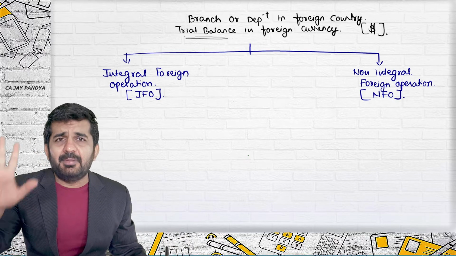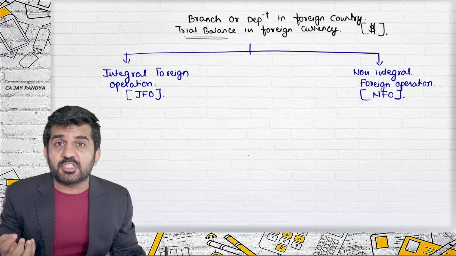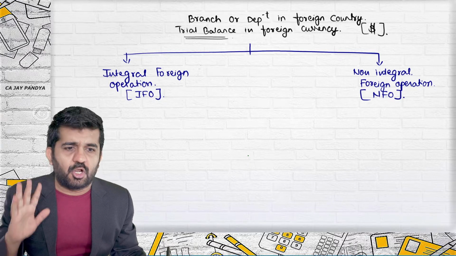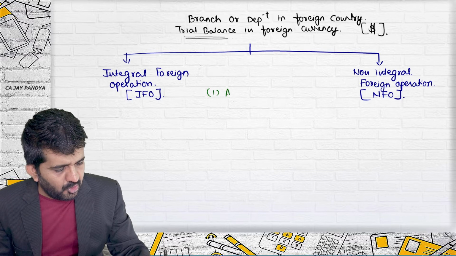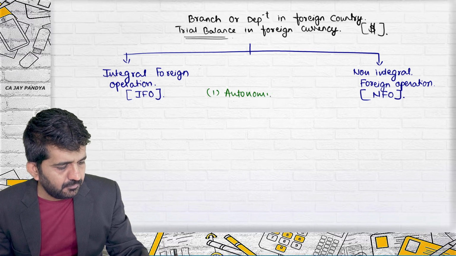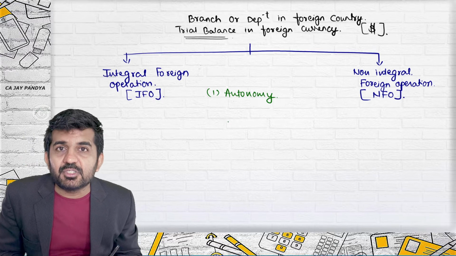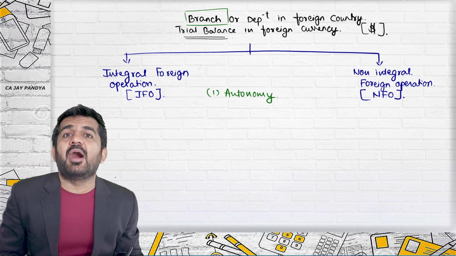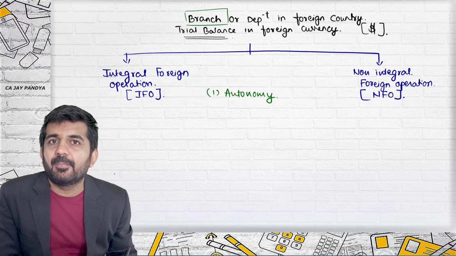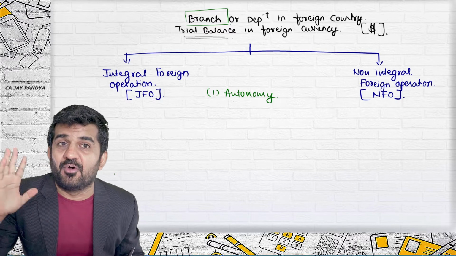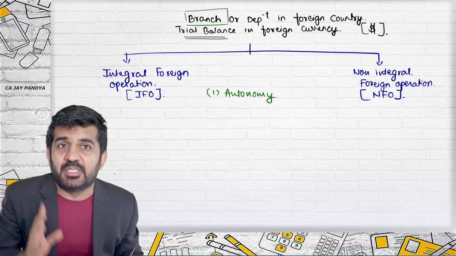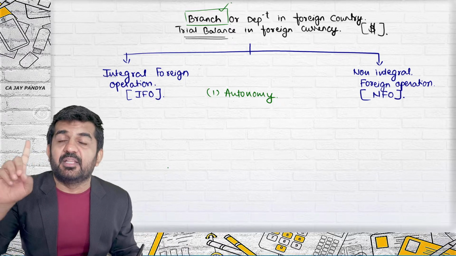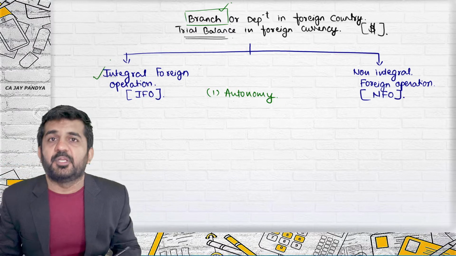Is it all right? Let me give you some examples, or some criteria and characteristics, to decide whether a particular operation is integral or non-integral. Say first, autonomy, independence. Is it all right? Say this particular branch needs to hire a purchase manager. They need to ask the head office. Who will take the interview? Head office. How much independence is given to this branch? No independence is given. Then the operation is integral foreign operations.